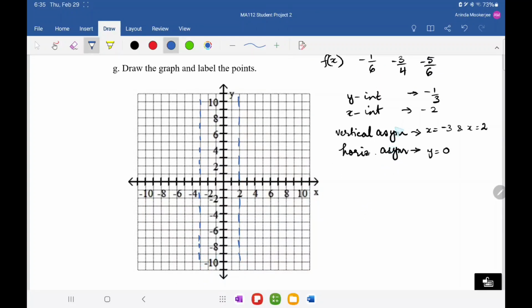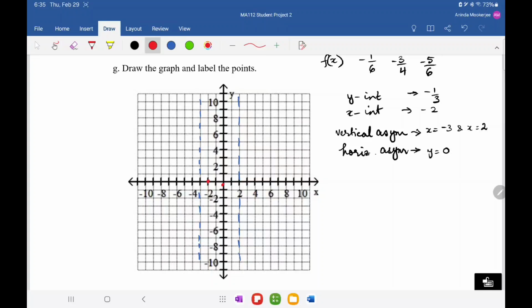Now the y-intercept, the place where it crosses the y-axis, is at -1/3. So -1/3 is going to be a point between 0 and -1. I'm going to mark it here roughly. And then the x-intercept is at -2. That means where the graph will intersect the x-axis, and that's -2.